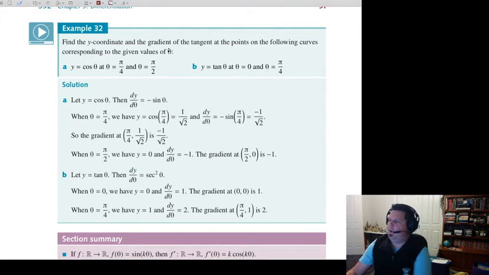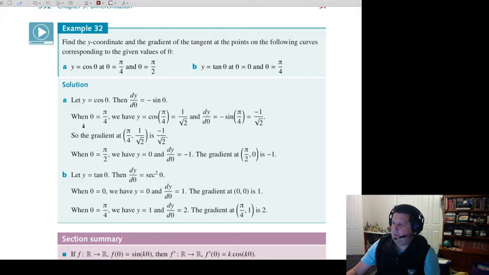Again, it says find the y-coordinate and the gradient of the tangent at the points on the following curves, corresponding to the given values of theta. Here we've got y equals cosine theta, and they want to know what's happening when theta is equal to pi on 4 and when theta is equal to pi on 2. First, we're going to find out what's going on when theta is equal to pi on 4.